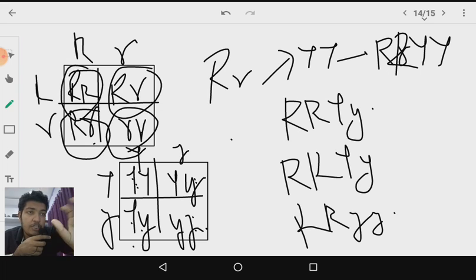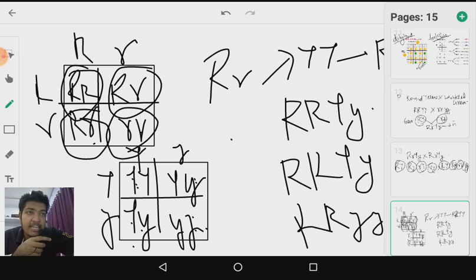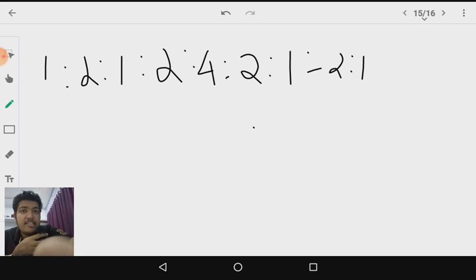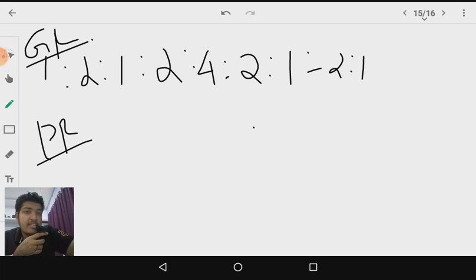So like that you can obtain all the 16, and from this you can count the number of different genotypes. And when you are doing that counting, you will be getting the genotypic ratio of the F2 generation as 1 is to 2 is to 1 is to 2 is to 4 is to 2 is to 1 is to 2 is to 1. This is the genotypic ratio, and the phenotypic ratio comes out as 9 is to 3 is to 3 is to 1.